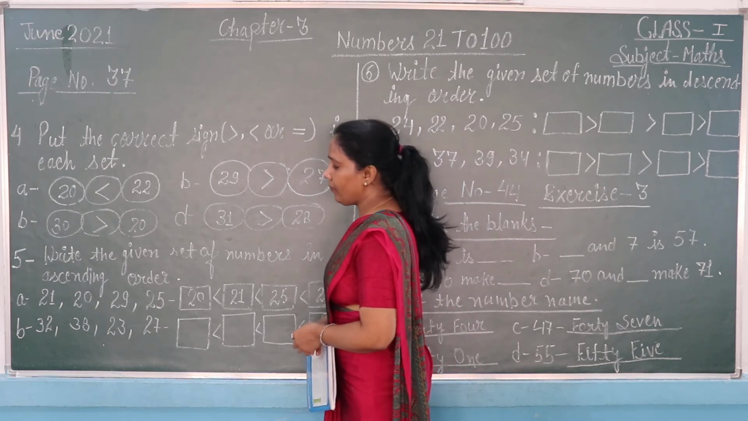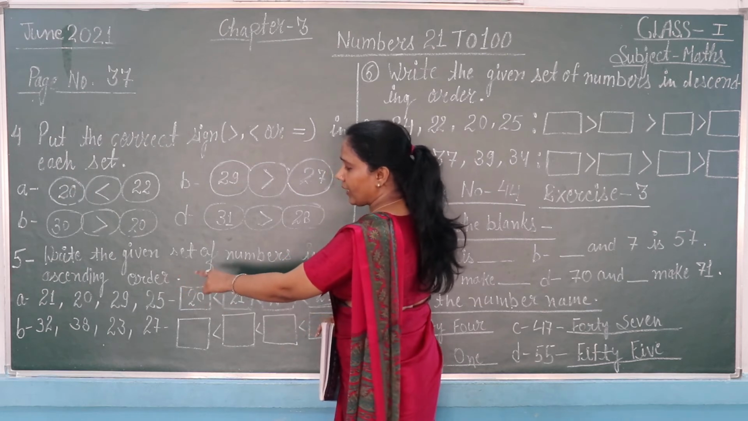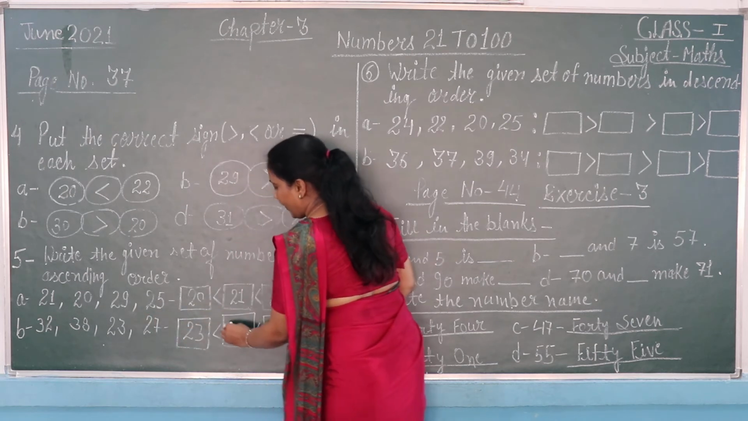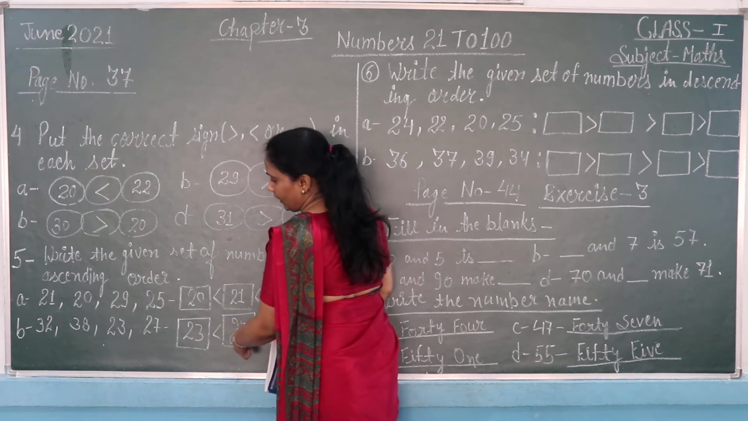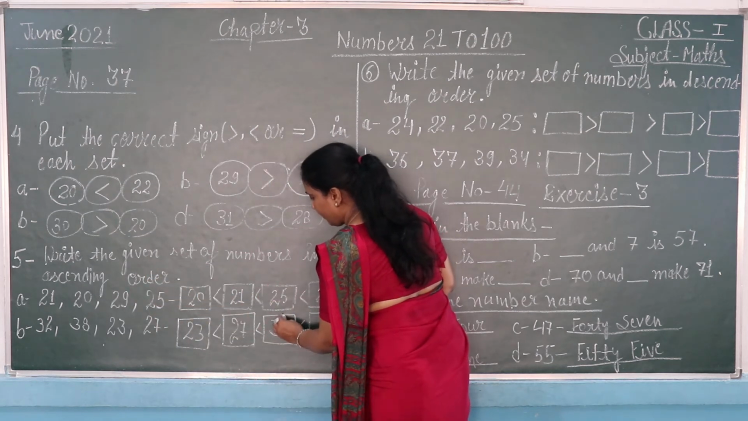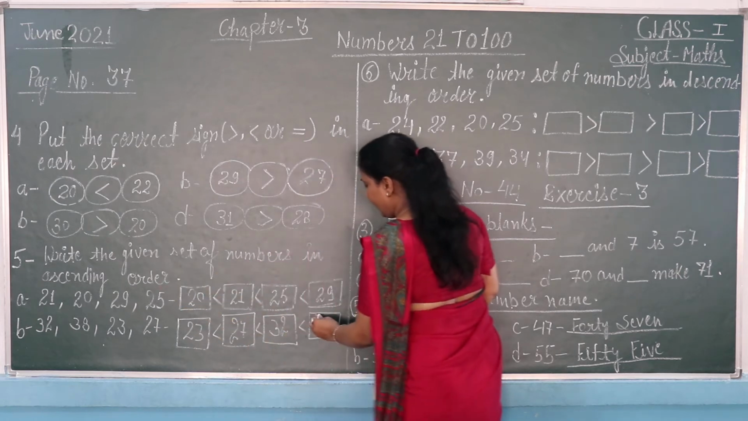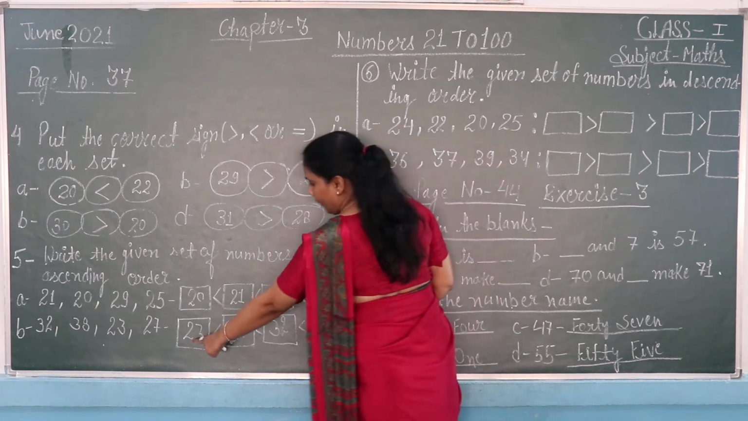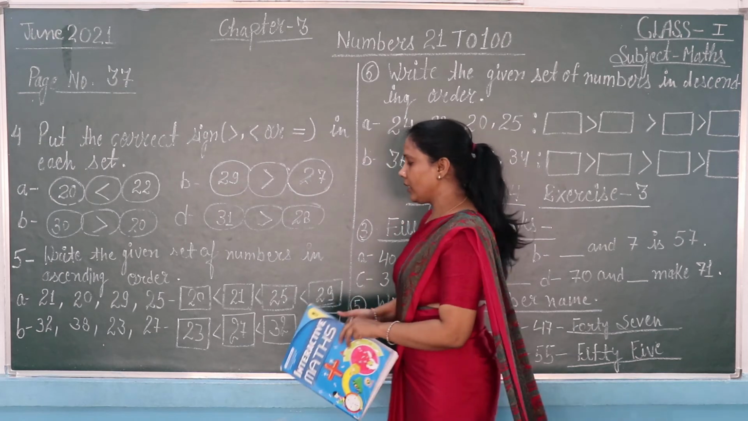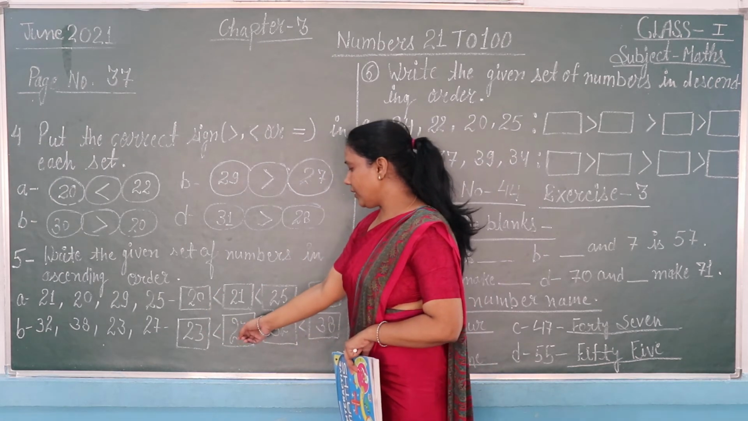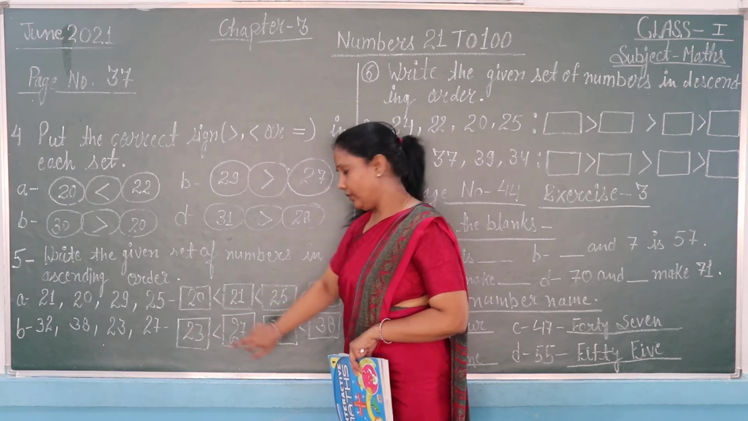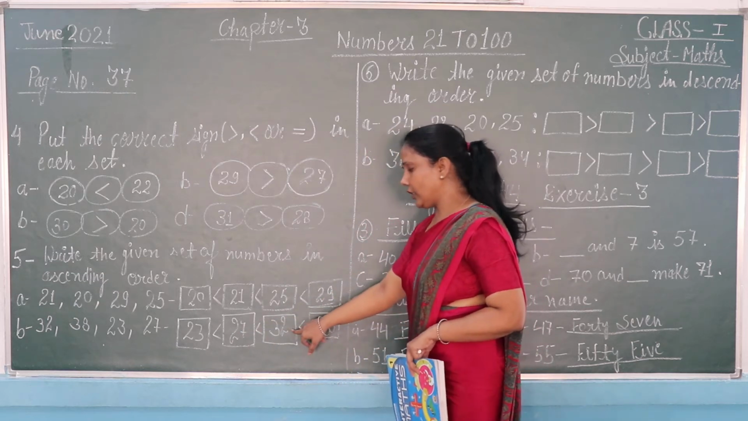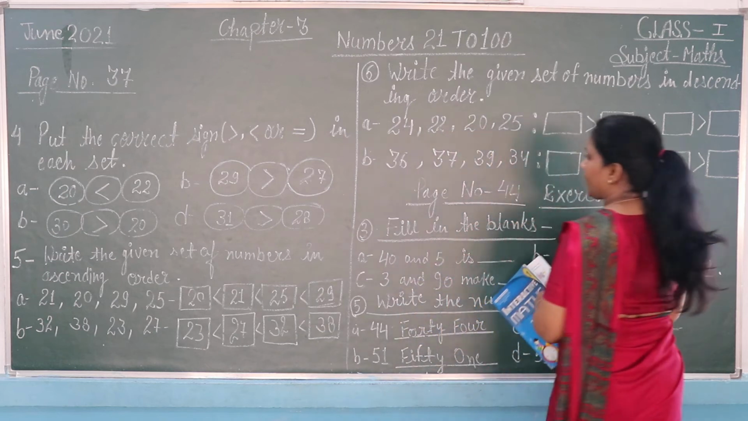Find out which number is the smaller. There are 32, 38, 23, 27. Then 23 is the least. Then 27 is greater than 23, and 32 is greater than 27, and 38 is greater than 32. Okay, check this. 23, then 27 is greater than 23, so the sign is here. 32 is greater than 27, sign is here. And 38 is greater than 32. Okay?